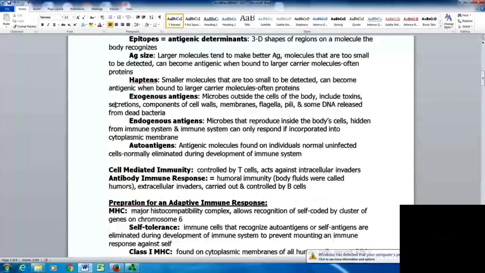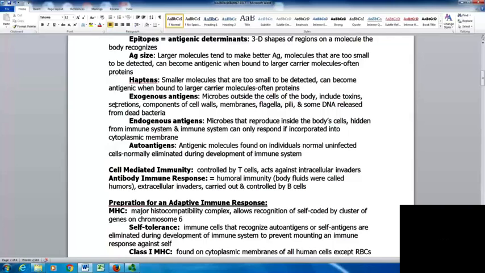Your exogenous antigens, these are going to be microbes outside the cells of the body. It will include toxins, secretions, components of cell walls, membranes, flagella, pili, and some DNA that gets released from the dead bacteria. Endogenous antigens are going to be microbes that reproduce inside the body cells.